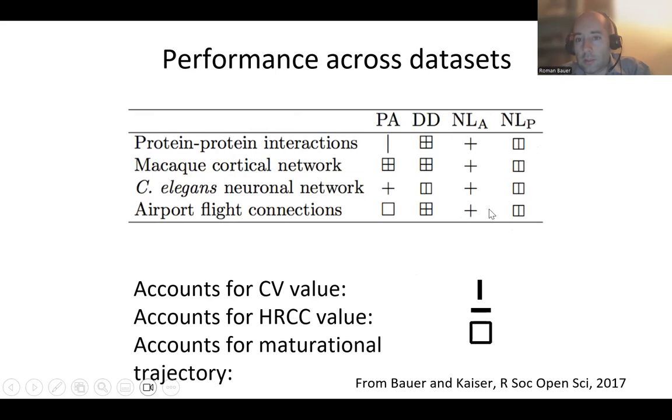But you can clearly see that the NLA model can always reproduce those two features, and the NLP model can always reproduce the CV value and the maturation trajectory. So depending on which model you choose, you can optimize for certain types of features. And so this is essentially a way to demonstrate that our nonlinear growth principles can also serve as a benchmark model to compare with other models in the future.